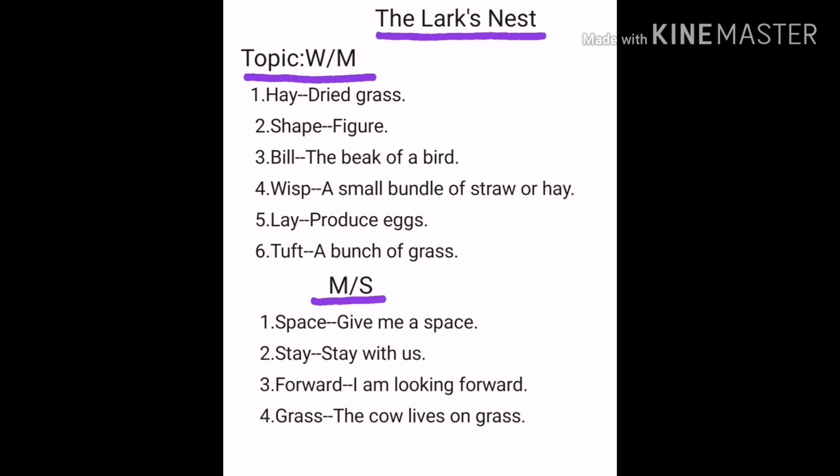Students, in the last class I have given some spelling from the new story The Lark's Nest. I hope you have learnt at your home. Now today I'll give word meaning and mixed sentence from the story, okay? And of course you can write on your copy. So let's start. The name of the story is The Lark's Nest. The topic is word meaning.